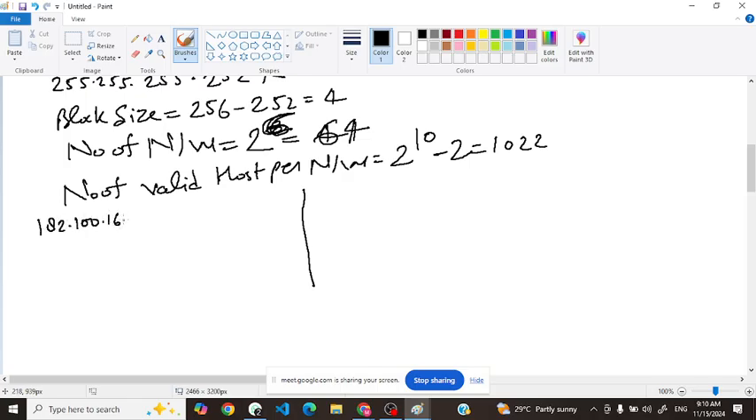182.100.168.0. That is the network ID. The first usable IP is 182.100.168.1. The last usable IP is 182.100.171.254, and the broadcast is 255.